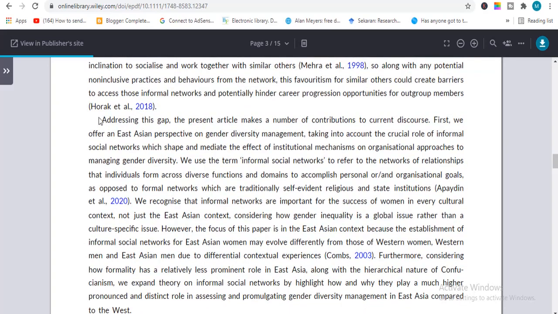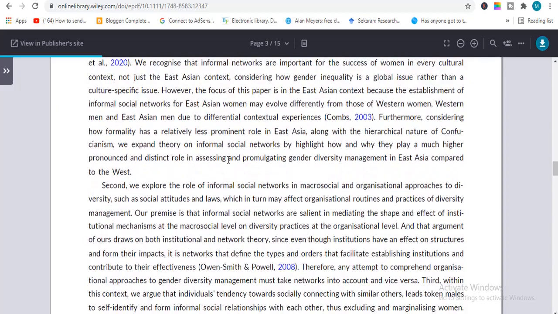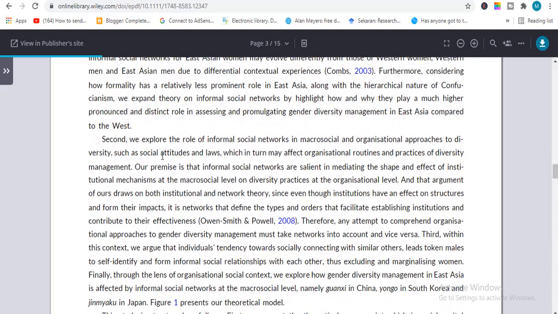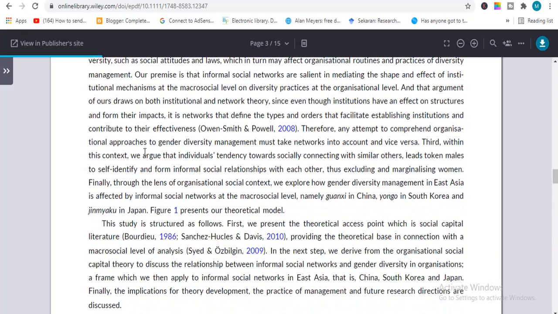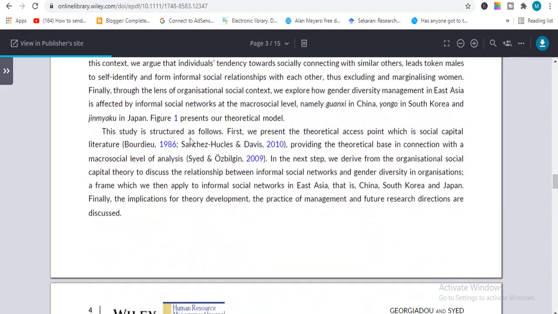So here is the gap of the study. Addressing this gap, you can see they are telling about the research gap. Then we move to the second part of this introduction. They are telling what they will explore in the study. Then they are telling the structure as follows.